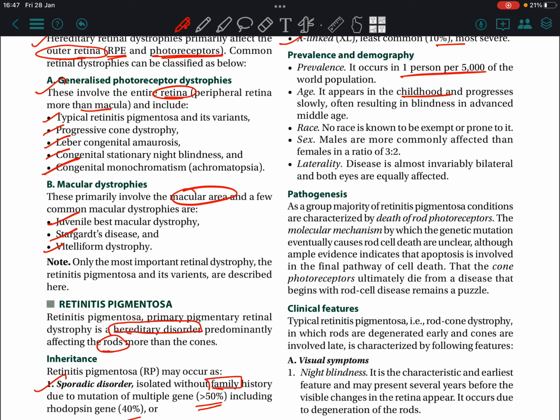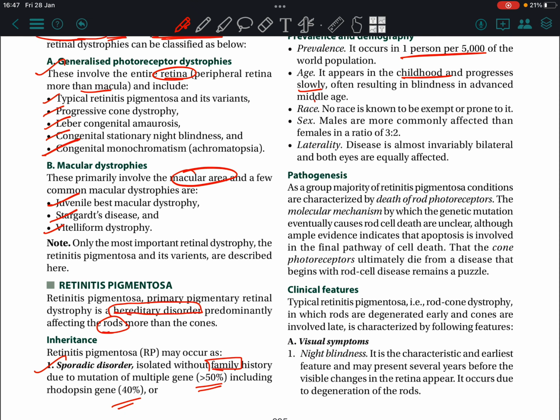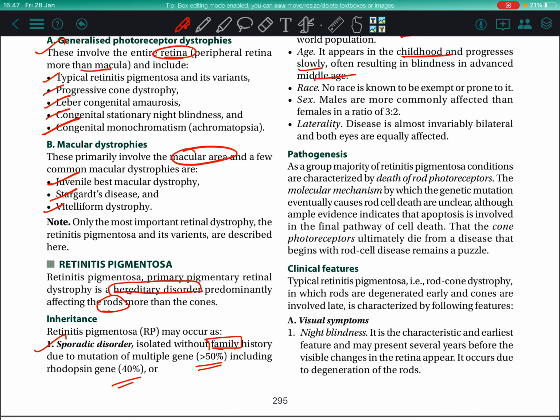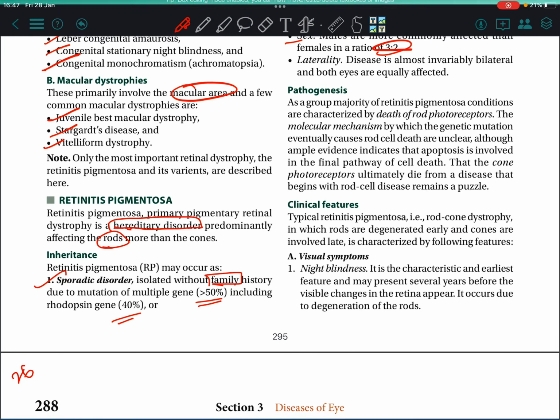Age: it appears in childhood and progresses slowly, often resulting in blindness in advanced middle age. Race and sex: it is more common in males than females. Laterality: it is almost invariably bilateral, and both eyes are equally affected.